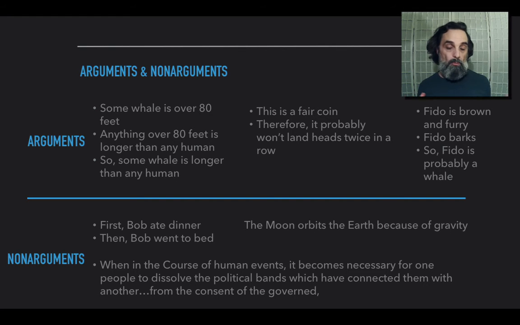Okay, so what about arguments? What are they? Well, again, we'll contrast arguments with non-arguments. Here are some arguments. Some whales are over 80 feet. Anything over 80 feet is longer than any human. So some whale is longer than any human. This is a fair coin. Therefore, probably it won't land heads twice in a row. Or, Fido is brown and furry. Fido barks. So, Fido is probably a whale.